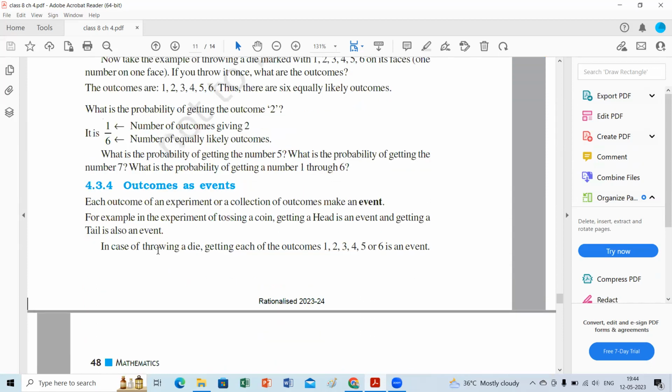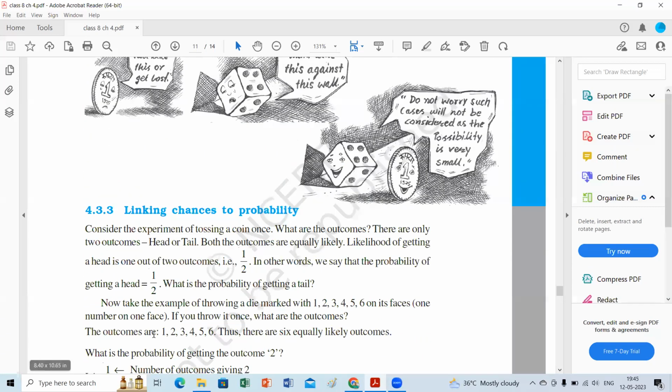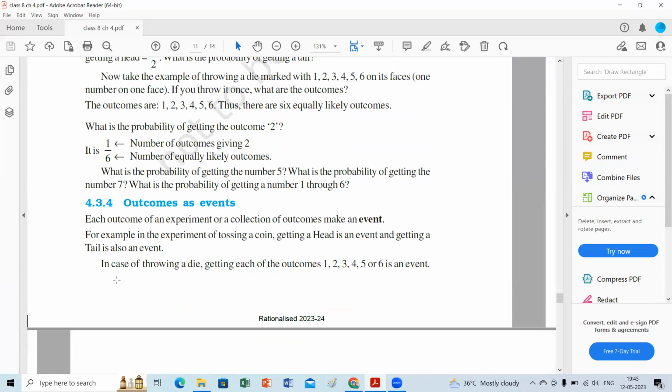Outcomes as events. Chances as probability. Each outcome of an experiment. Outcome means result, children. Each result of an experiment or collection of outcomes makes an event. The definition is more important, children. Collection of outcomes makes an event.